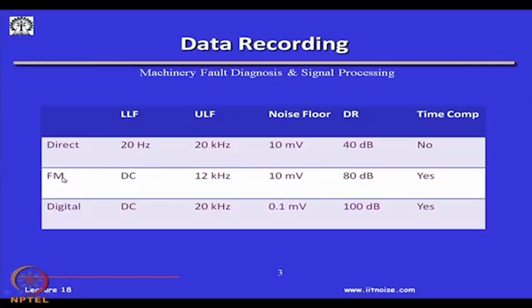Whereas in frequency modulation recording, I can go as low as DC or 0.1 hertz to about 12 kilohertz. Of course, this has improved lately. Again, noise floor is 10 millivolt, but we can have a very high dynamic range of 80 decibels, and time compensation is possible. The digital audio recording or the DAT format can have a low frequency limit of DC, and the high frequency limit is 20 kilohertz. Noise floor is 0.1 millivolt and dynamic range 100 decibels.